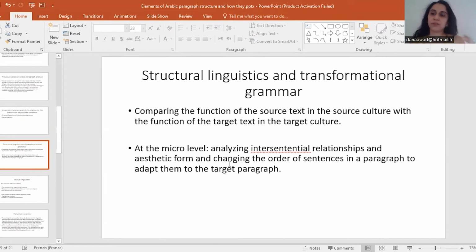And at the micro level, to link different sentences inside the paragraph, analyzing intersentential relationships and the aesthetic form, and changing the order and the form of sentences in a paragraph to adapt them to the target paragraph. And this is a sort of deep structure analysis in order to produce an adaptable and acceptable surface structure.